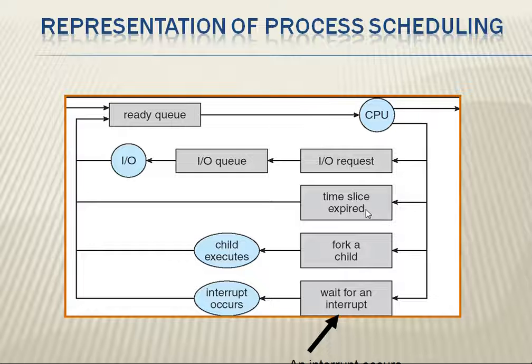Even if a time slice occurs, see, if it is a time shared system, then we have to be very particular about the time slice which is given for that process. So if the time slice expires, then also the process is shifted to the ready queue again. If there exists a fork system call, now this fork system call initiates the execution of the child process while holding the parent process. So then also the process will be shifted to the ready queue again. Now when there is an instruction that waits for an interrupt, in that case also it is shifted to the ready queue again and then resumes from there.